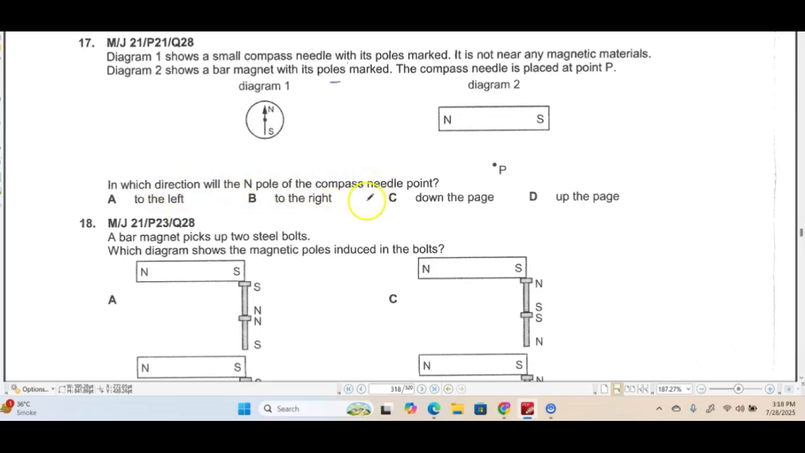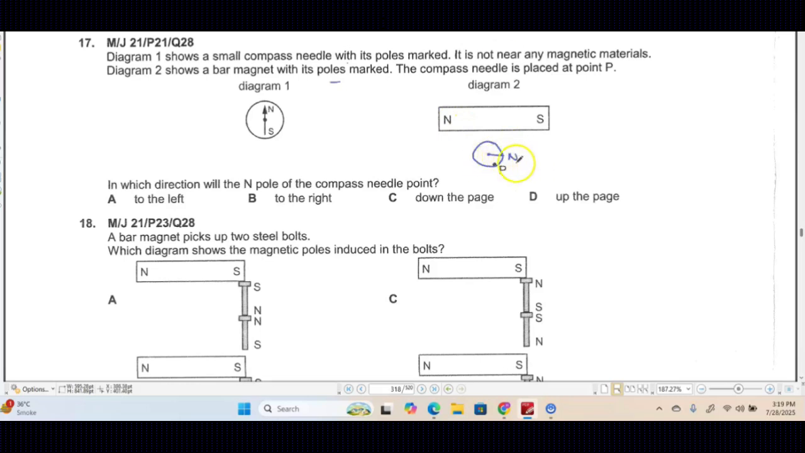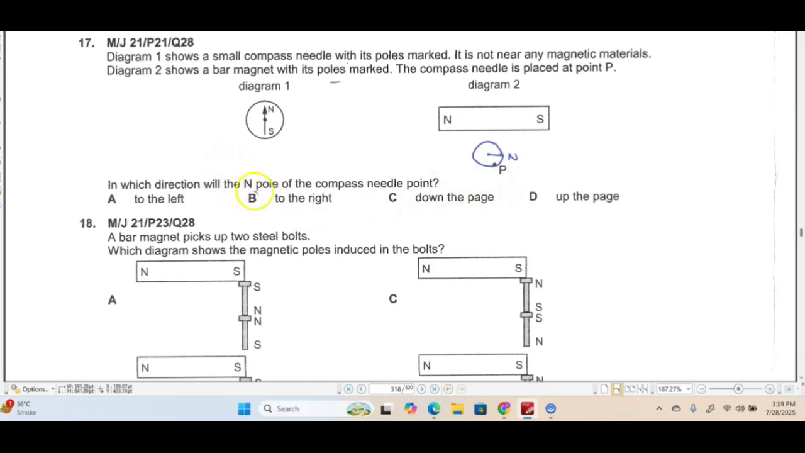Actually, it is going to point towards the Earth's magnetic field. So if the north pole of this magnet is on this side, the compass needle has to point towards the right side. If the magnet has its north pole on this side, the north pole of the earth is going to be on this side, so the needle is going to point towards this side. To the right. Yes, to the right is correct.